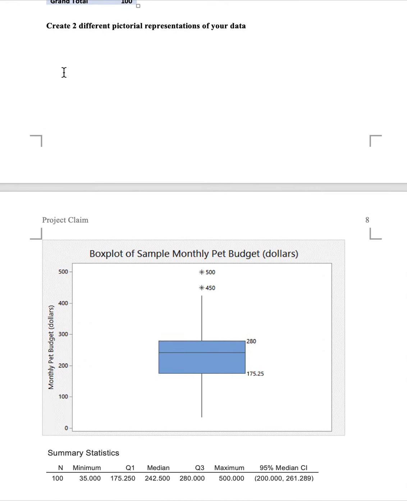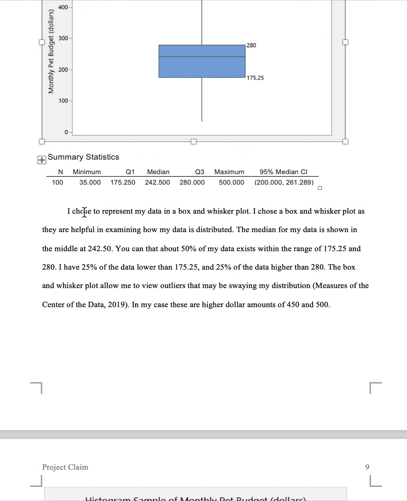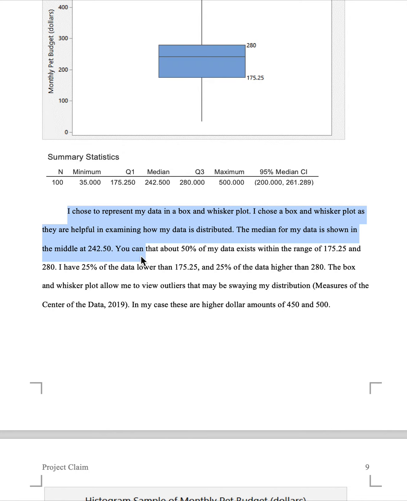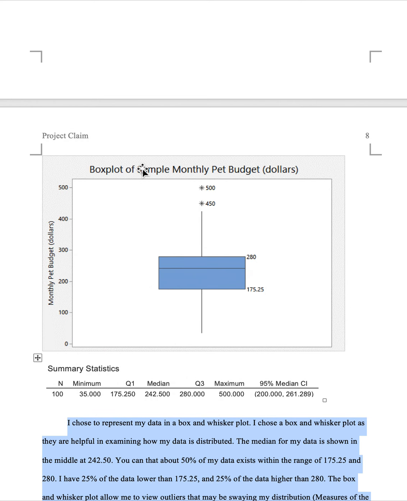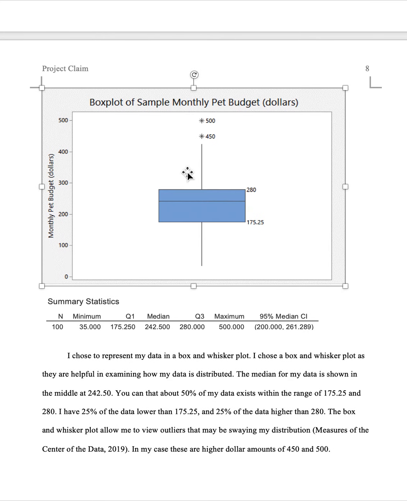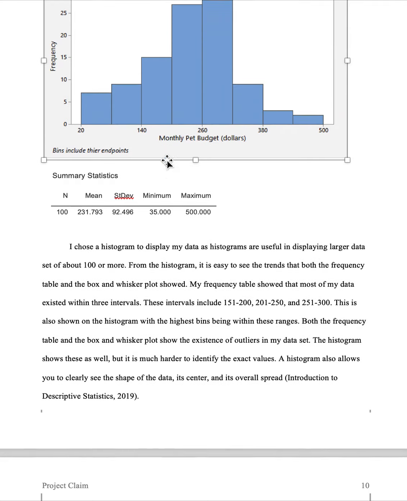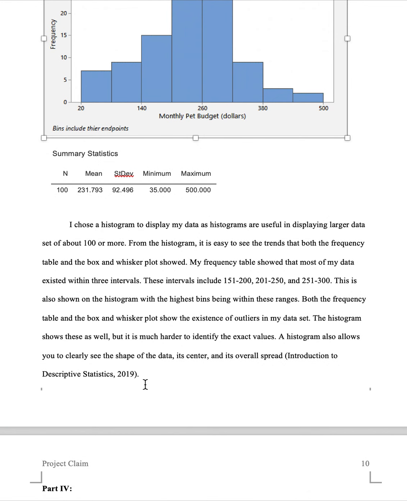Then you're going to have 2 different pictorial representations of your data. This student chose to do a box plot, and then she explained why. That is really important. You want to give me your visual, and give me the why behind your visual. Any output that Minitab gives you in addition to that visual needs to go here. This student did not have her name in there. You need to have your last name in here. I went ahead and used a sample that didn't, that way I wasn't crossing lines with students, but you do need to have your last name in the visual. Then she gives another visual and she explains why, and she gives her citation.